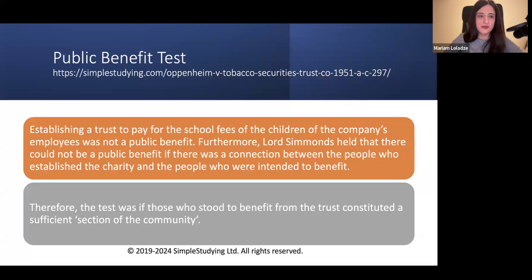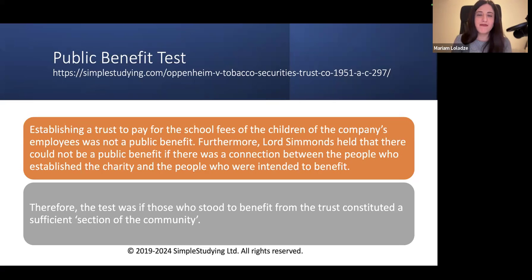Public benefit test. A trust to pay for the school fees of the children of the company's employees was not a public benefit. Lord Simonds held that there could not be a public benefit if there was a connection between the people who established the charity and the people who were intended to benefit. Therefore, the test was if those who stood to benefit from the trust constituted a sufficient section of the community.